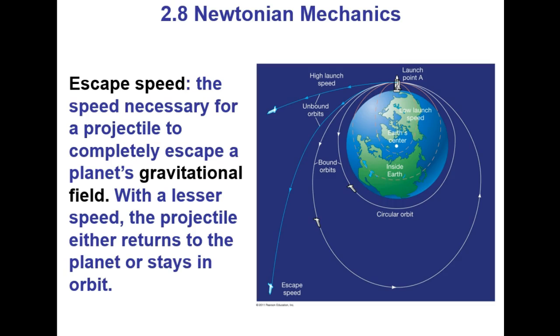Escape speed. The speed necessary for a projectile to completely escape a planet's gravitational field. With a lesser speed, the projectile either returns to the planet or stays in orbit.